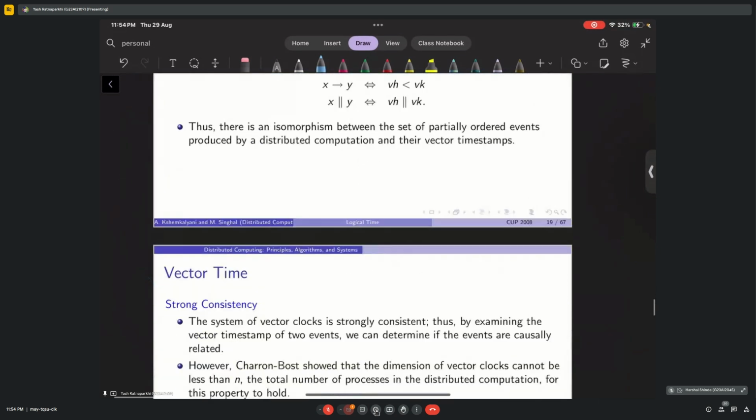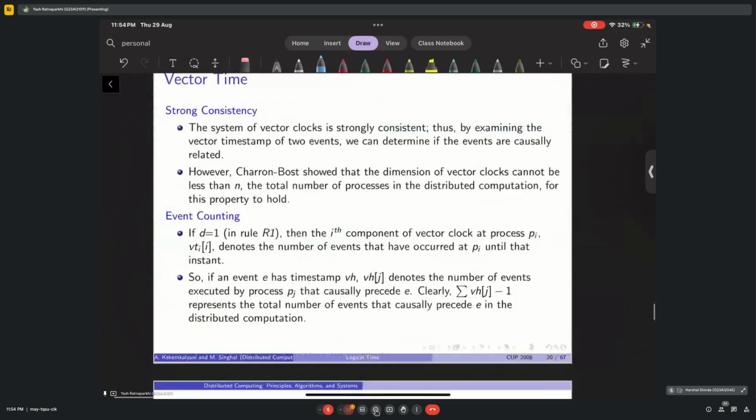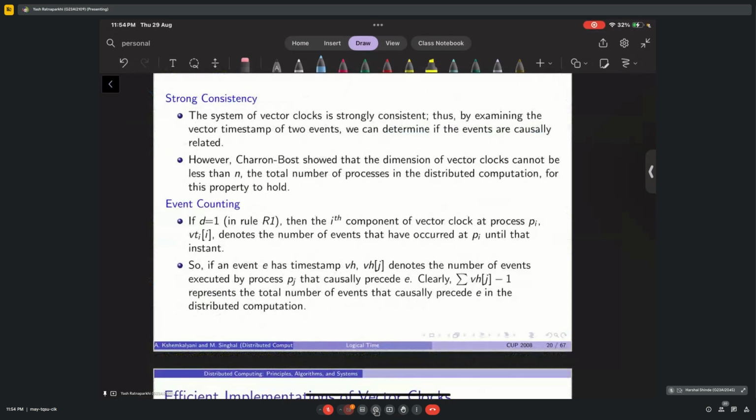Nothing more than that. Just coming to the last thing, strong consistency. Yes, it is strongly consistent because now it is working in both directions. If Ei is happening before Ek, since we have the count of it, we are able to justify that the event is occurring before it if the timestamp is less than the other timestamp. So that problem is solved. Again, event counting is the same.